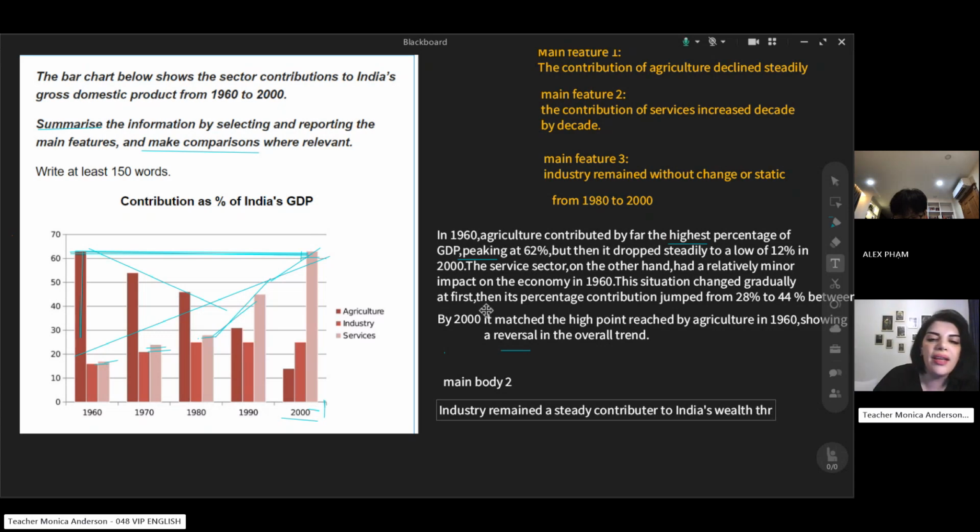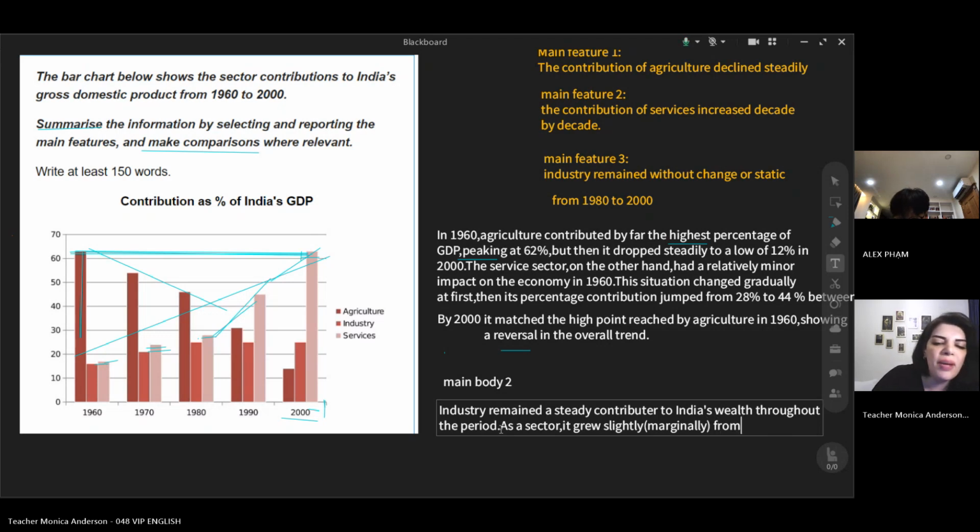throughout the period. This is the paraphrase of my main feature 3. So industry remained a steady contributor to India's wealth throughout the period. Then you can say, as a sector, it grew slightly, or you can also say marginally. Both are synonyms.